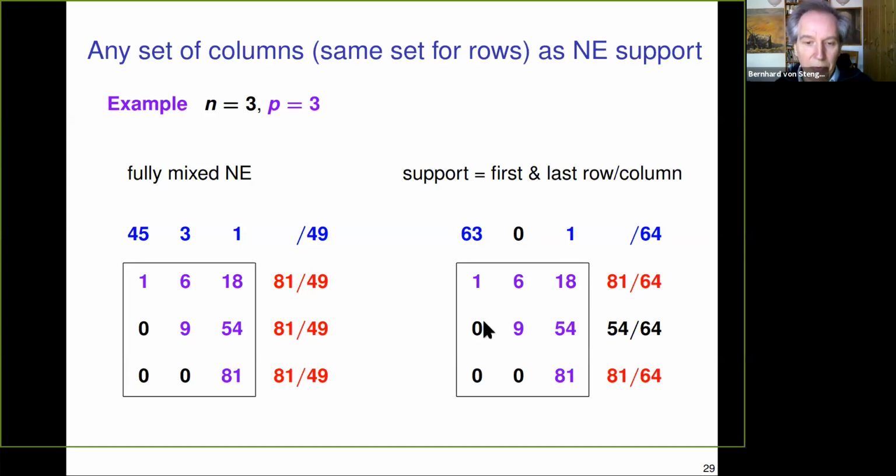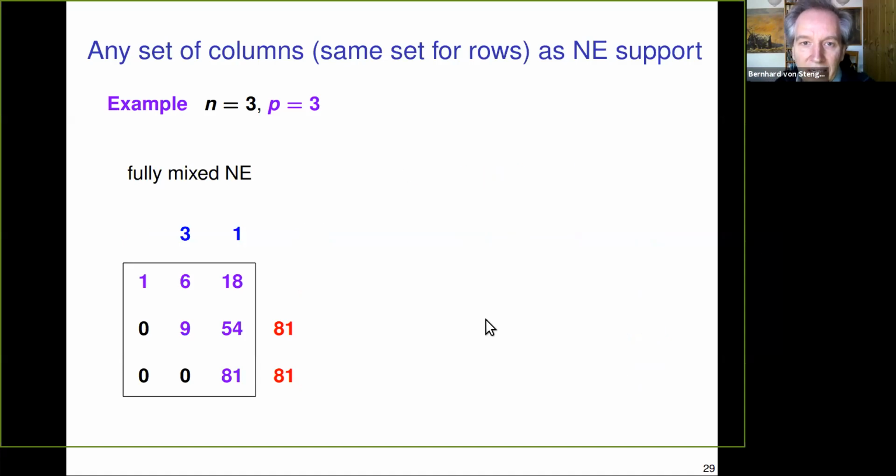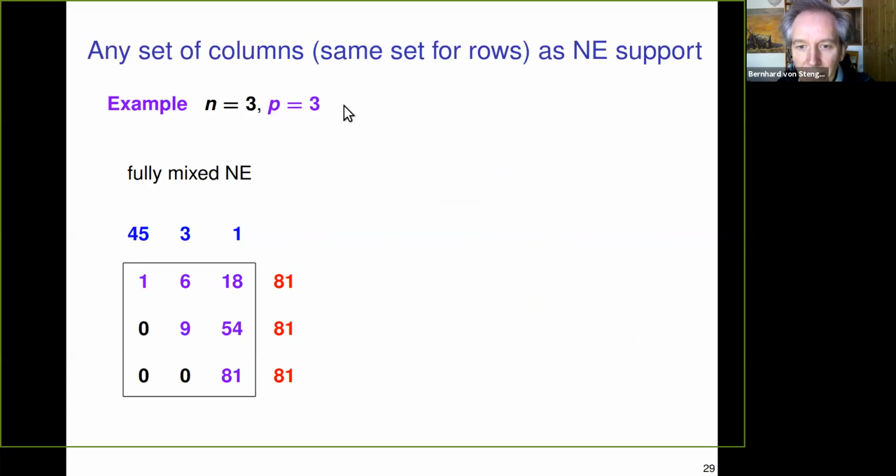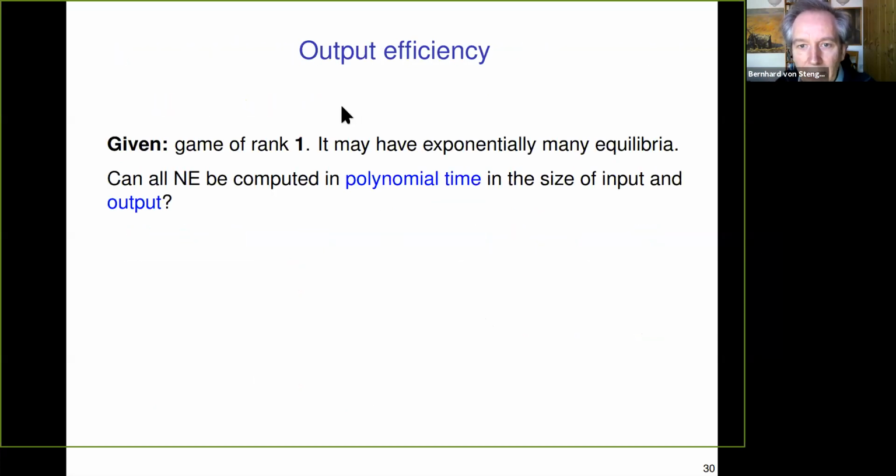Okay, so this is another equilibrium, and I can do this with any non-empty subset, and therefore I get 2 to the n minus 1 equilibria, because there are 2 to the n minus 1 non-empty subsets of the supports for the rows and columns. And this is an example of an exponential output that I could have. So obviously I cannot expect to output all equilibria in polynomial time if there are exponentially many of them, because that's unfair. I have exponentially many of them, I need exponential time.